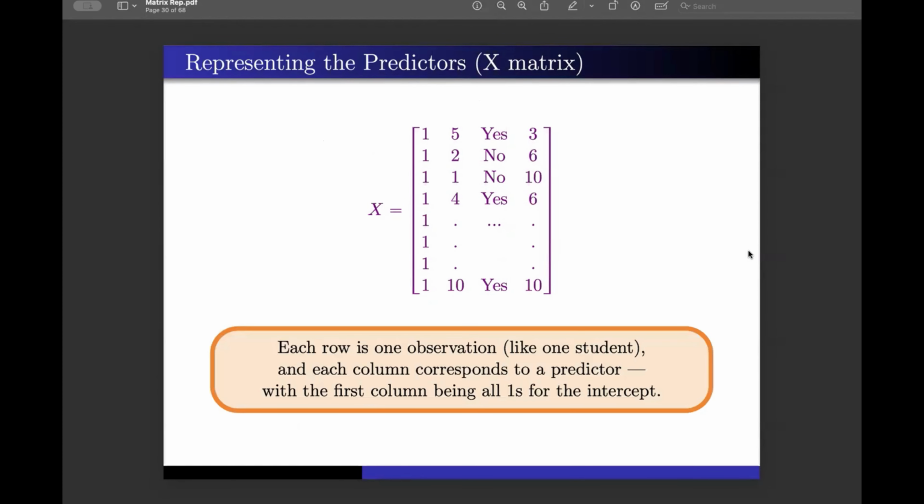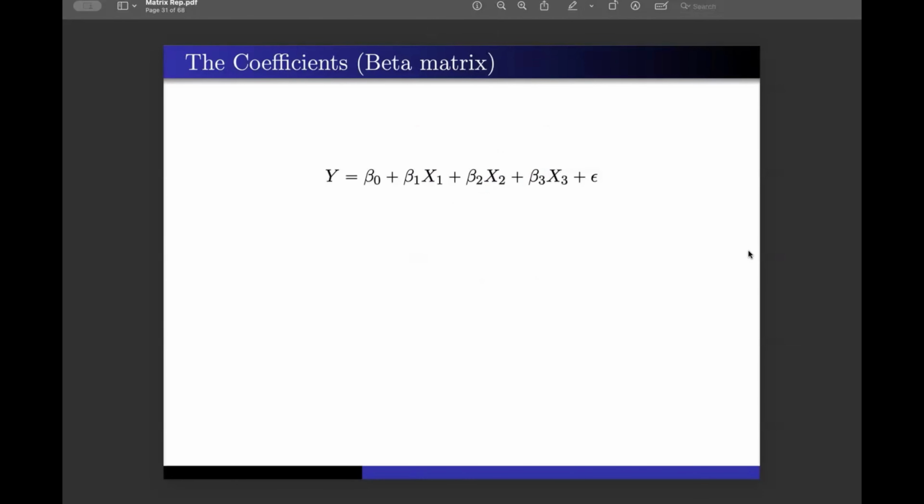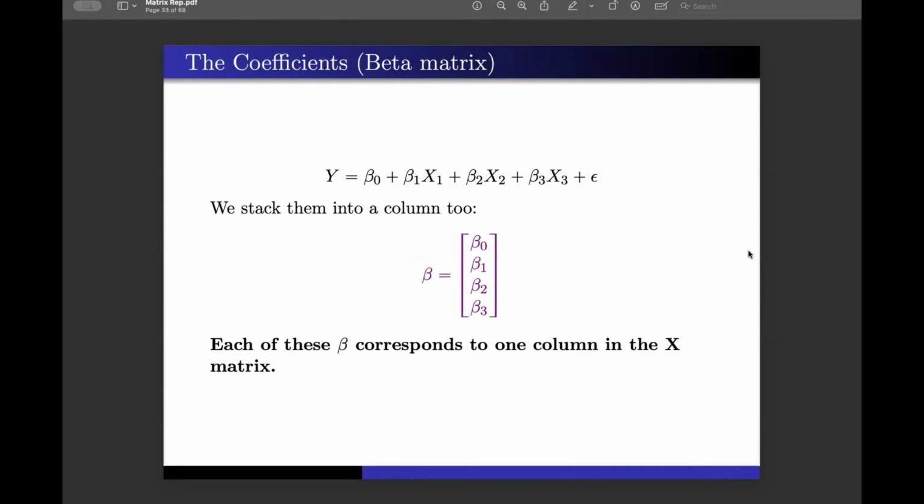Each row would be one observation and each column would correspond to a predictor, with the first column being all ones, because we want beta naught not multiplied with any predictor but multiplied with just 1. Let's look at another matrix, which is the beta matrix. For any given linear model of this form, we write the beta matrix as beta naught, beta 1, beta 2, beta 3. So we basically stack all the betas we have in the linear model into a column.